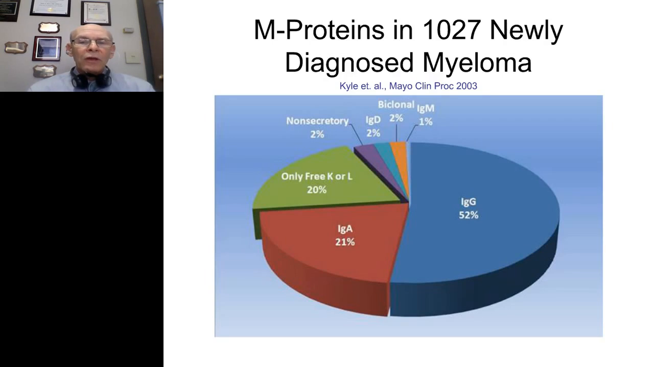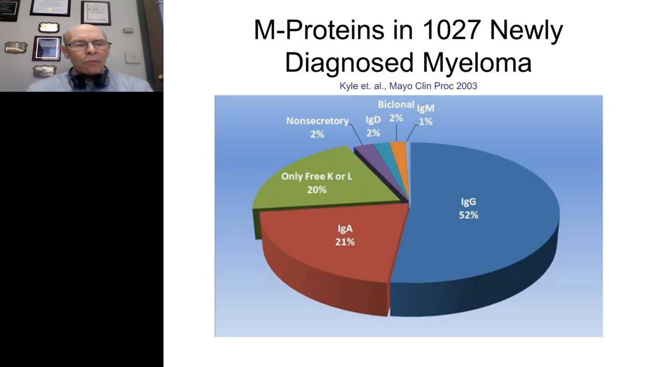But you'll notice in the green piece of the pie, about 20% of cases make only the very small free light chain molecules of kappa and lambda. And that's important because those cases are hard to detect by just looking at serum protein electrophoresis. Because these free kappa and lambda chains are so small, they readily pass into the urine and can be detected there by urine immunofixation. However, the serum free light chain test that I'll describe in a moment is an effective means to detect these molecules by automated nephelometry in serum.